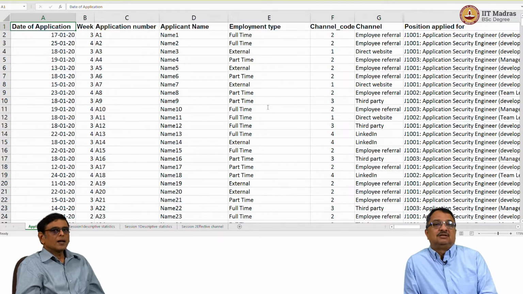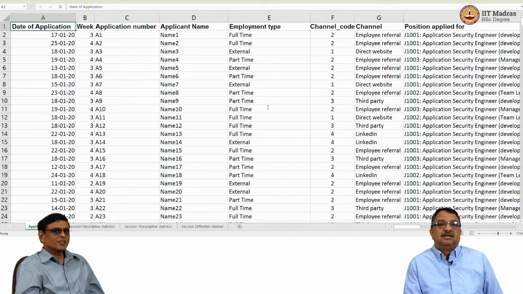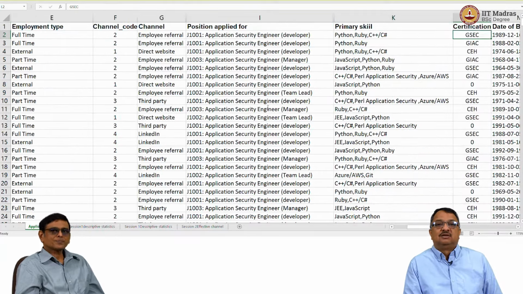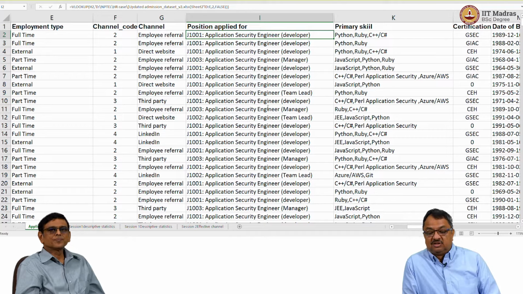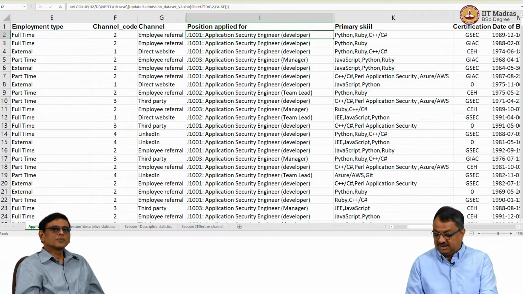So we know that the first application number is A1. Presumably these jobs were advertised. These jobs were advertised, yes. And then somebody has responded. Yes, something like that. So the way to look at it is that they had advertised a number of positions, and these positions were called J1001, J1002, J1003. These three positions were advertised.